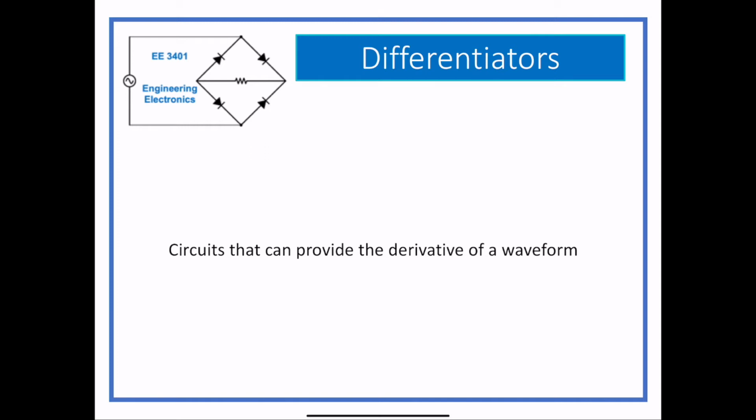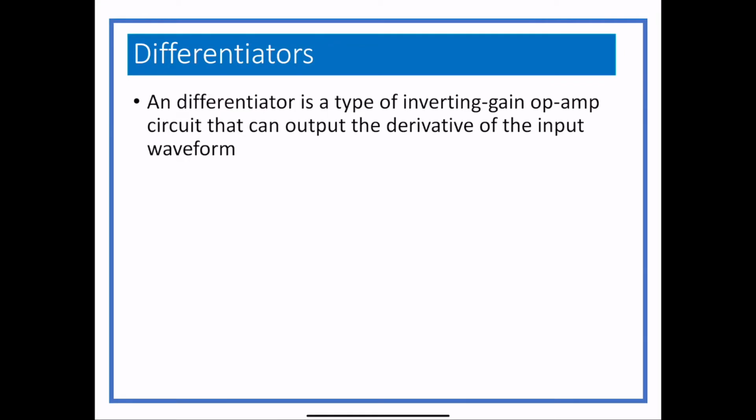Differentiators are circuits that will give you the derivative of a waveform. Just like before when we talked about integrators, that integrated waveforms, differentiators give you the derivative. And they are also circuits that you've already seen, just like integrators. Basically, anything you put in, you get out the derivative of the wave.